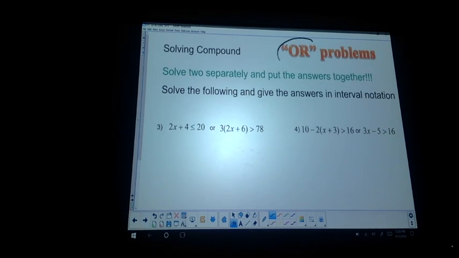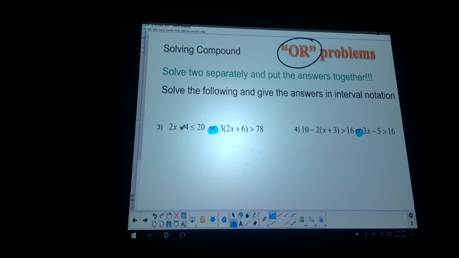Alright, now we're going to focus on the OR problem. With OR, we don't have an overlap. It doesn't shade together. It shades opposite. I don't want to be way too obvious, but I will tell you that the OR problem will always have the word OR in it. Is it an OR problem? Does it say the word OR in there? Yeah. It says OR, so it's an OR problem. It means we're going to shade opposite regions. Okay.